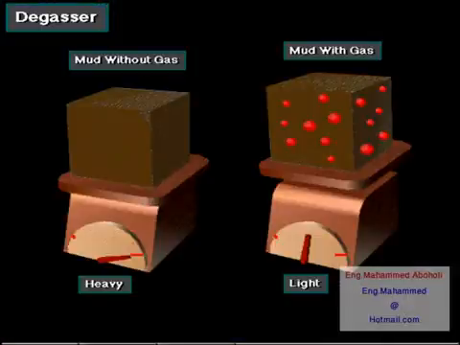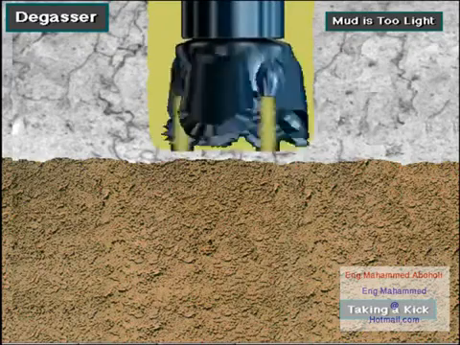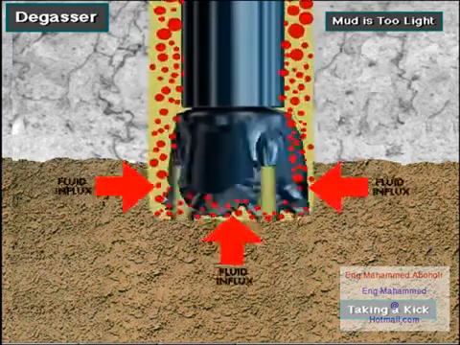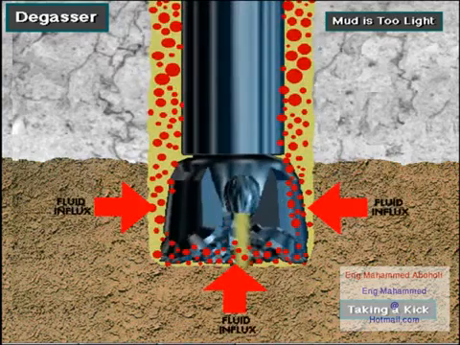If the gas were not removed, it could make the mud too light, not dense enough. As a result, the well could kick. Formation fluids can enter the wellbore and have to be controlled to prevent a blowout.